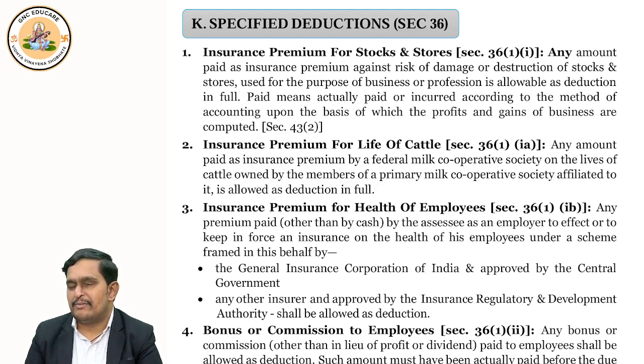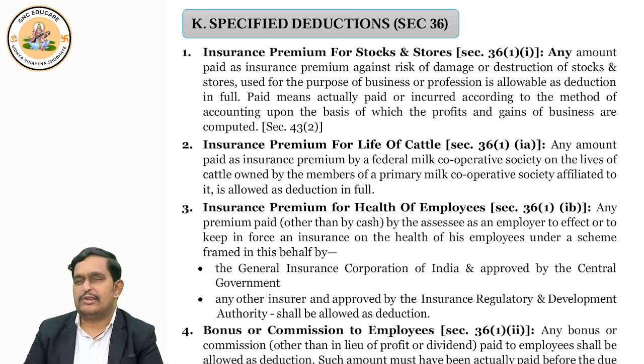We discussed in the income definition in the first chapter, right? Method of accounting is important. Suppose, for example, you follow the cash basis of accounting. Then this insurance premium will be deducted only if actually paid. But if you follow the due basis, the mercantile basis of accounting, then this will be allowed as deduction even if it is due. So the first item is clear to all of you. What is it? Insurance premium on stocks, stores, raw materials. Is it allowed? The answer is yes. It is allowed as deduction.